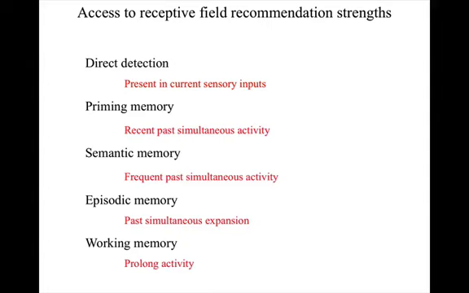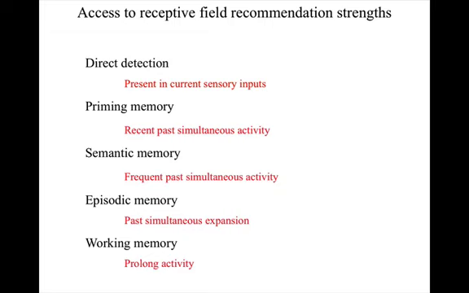At this point, we've discussed a number of ways in which the brain could get access to the recommendation strengths associated with a cortical receptive field. The receptive field can be present in current sensory inputs, or it can be indirectly activated on the basis that it was active in some way in the past at the same time as a receptive field or group of receptive fields that are already active. And finally, the activity of a receptive field can be prolonged.